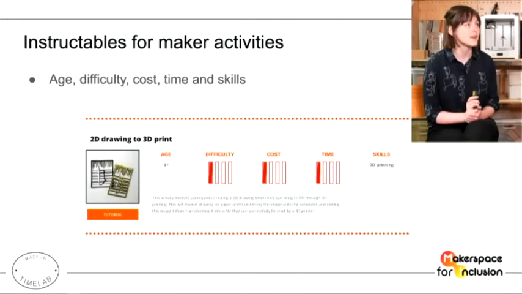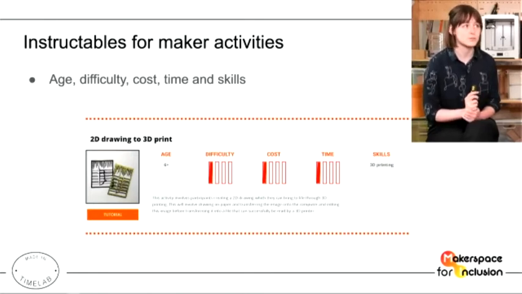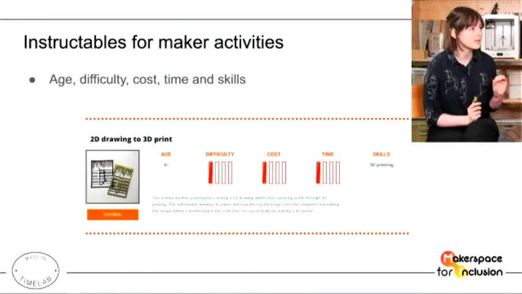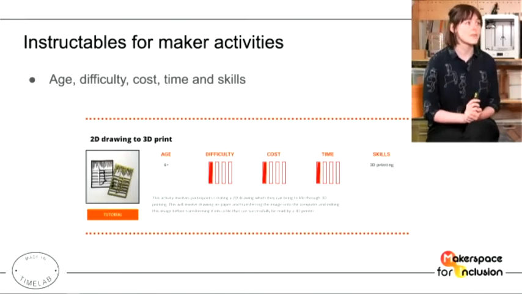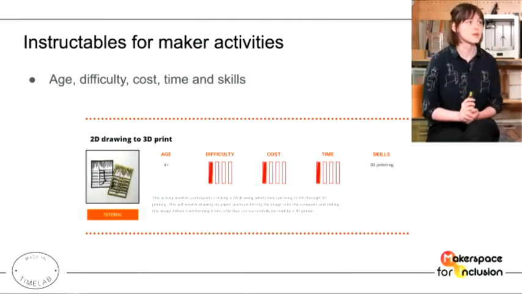In my slides, you see an example of 2D drawing to 3D print. This is a good example. With age, it's 6+, so you can do this workshop with children aged 6 or older. It's not difficult, so it has a really low bar in the difficulty. It's a really low cost, and it does not take a lot of time to do this workshop. And the skill you need is 3D printing. So, you can do this with a group who already has some experience in 3D printing, or you can go to a local makerspace, someone who knows how to use a 3D printer. You see one behind me here in the screen, and who can help you to do this workshop.